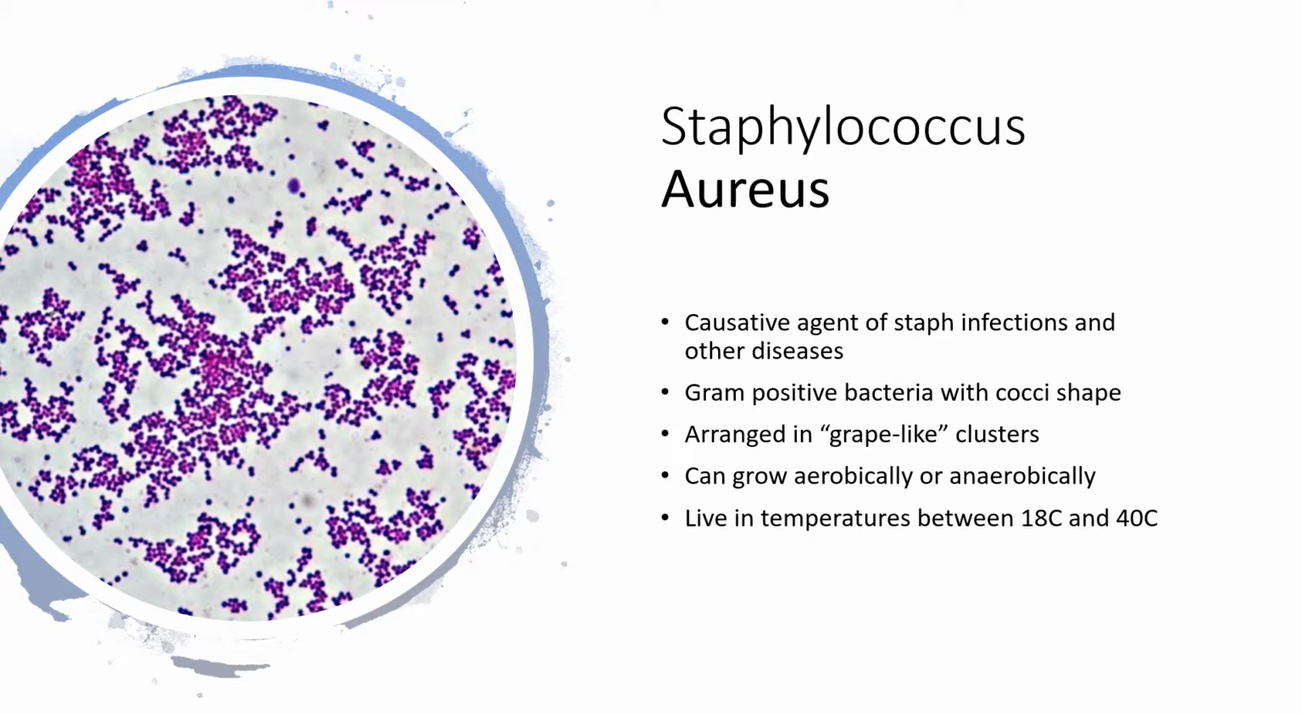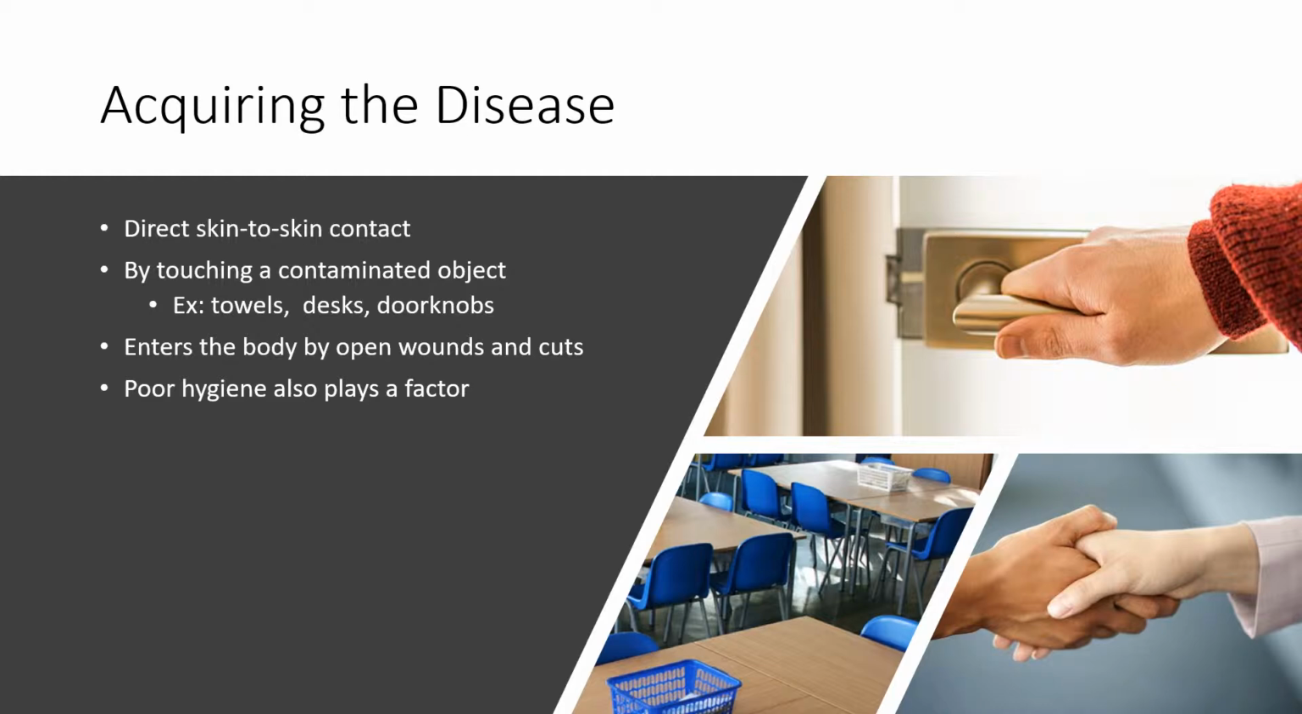Staphylococcus aureus is the causative agent of staph infections and other diseases, such as pneumonia, infective endocarditis, and food poisonings. It is a gram-positive bacteria, which means it will stain purple with a gram stain and is coccus-shaped. They are arranged in grape-like clusters and are facultative organisms, meaning they can grow aerobically and anaerobically. They tend to live in temperatures between 18 degrees Celsius and 40 degrees Celsius.